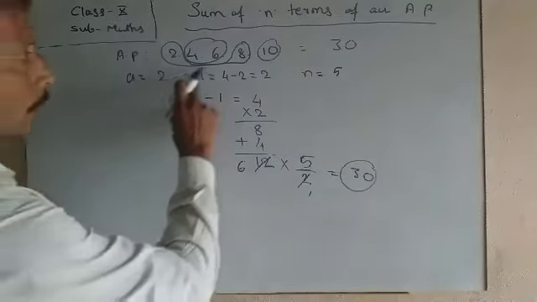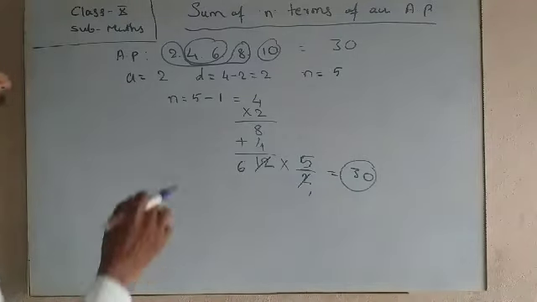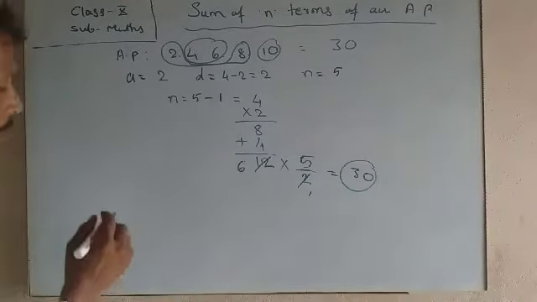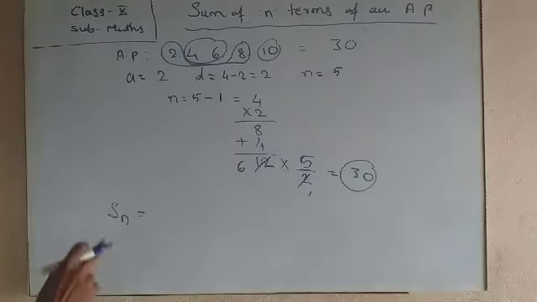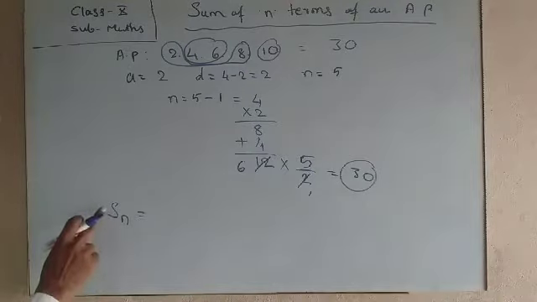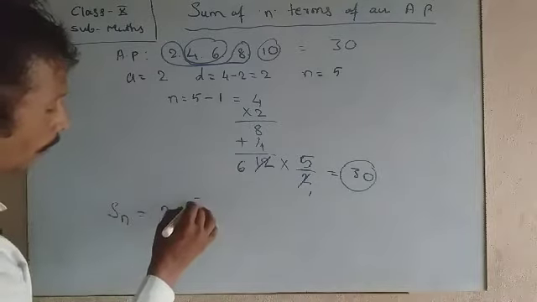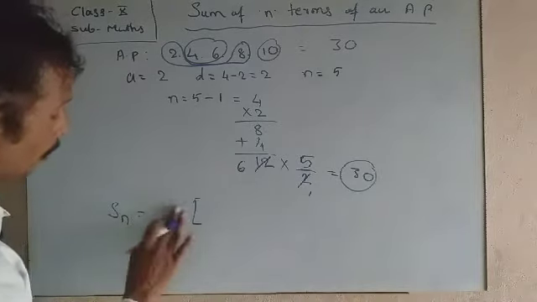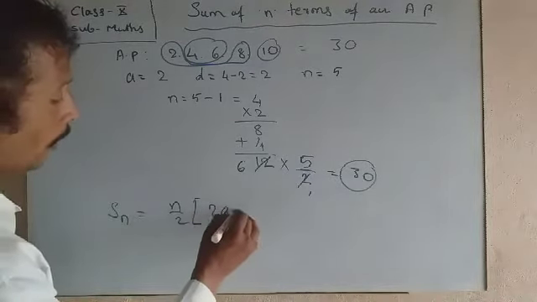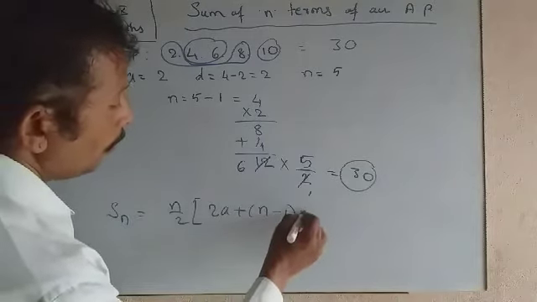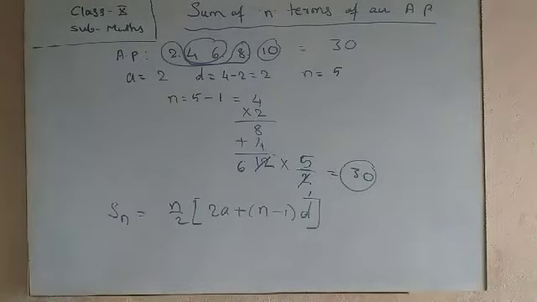Instead of using this method, there is one formula to find the sum of n terms of an AP. Sn, which means the sum of n terms of an AP, is equal to n by 2 into bracket 2a plus n minus 1 into d. This is the formula to find the sum of n terms of an AP.